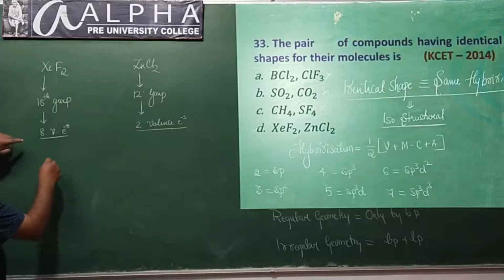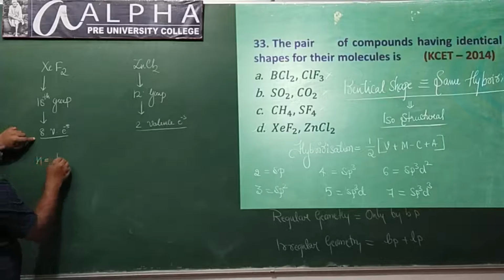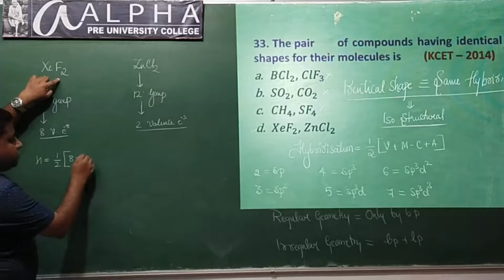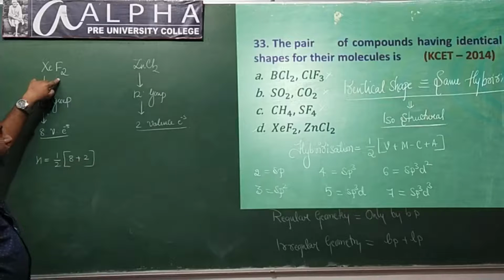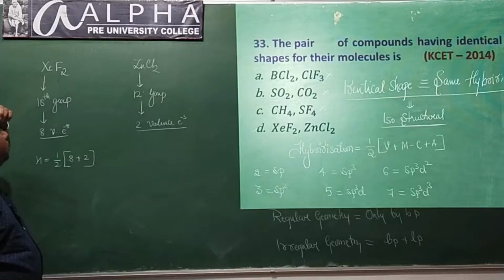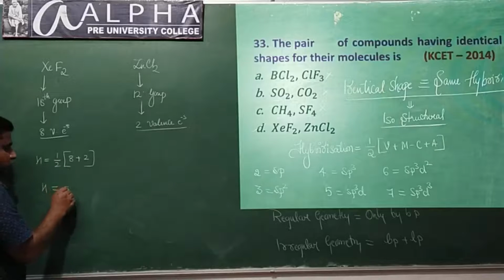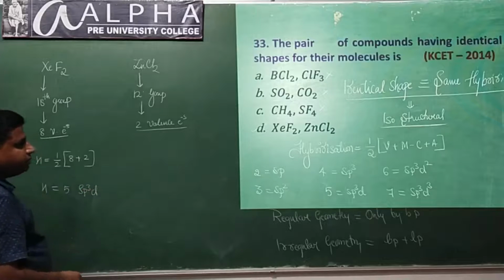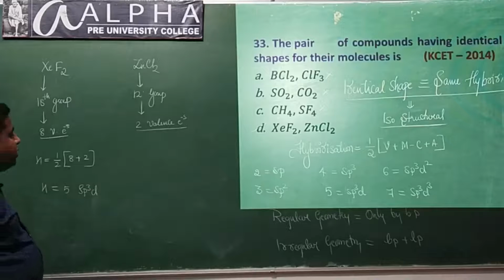So shall we directly calculate the hybridization? H is equal to half of. Number of valence electrons is 8, number of monovalent atoms is 2. So xenon belongs to the 18th group. Number of valence electrons is 8. 8 plus 2 is 10. Half of 10 is 5. So H is equal to 5. So we are getting it as sp3d hybridization.